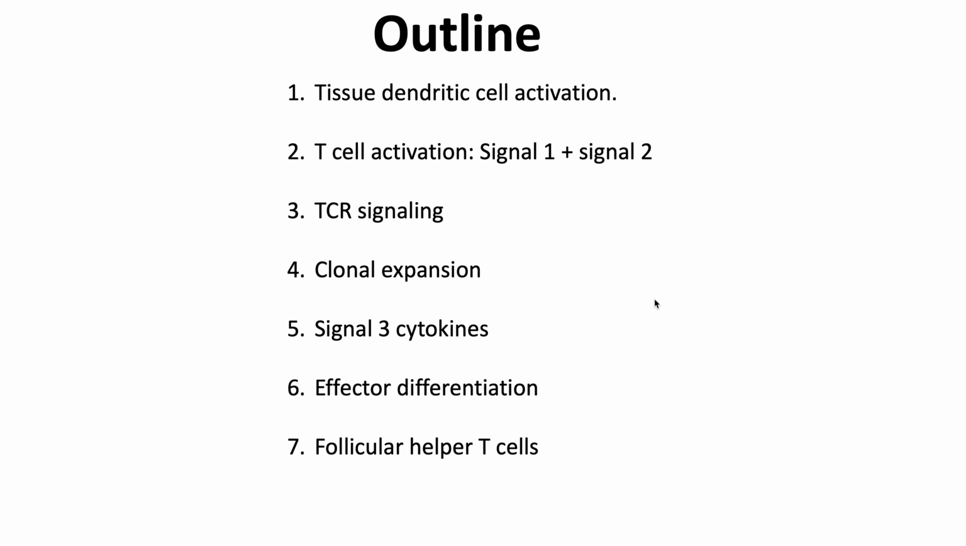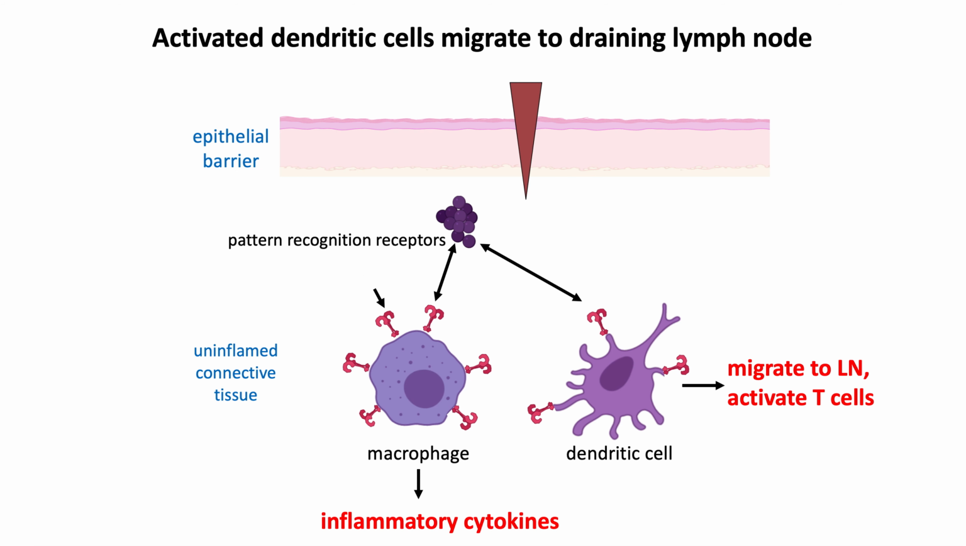The outline for this lecture will be to discuss dendritic cell activation, the signals that drive the activation of T cells, including signals 1, 2, and 3, some of the key events of TCR signaling and clonal expansion, the effector differentiation of activated T cells, and the role of follicular helper T cells.